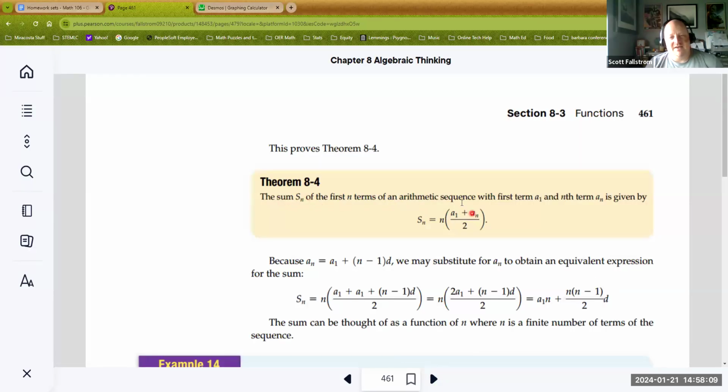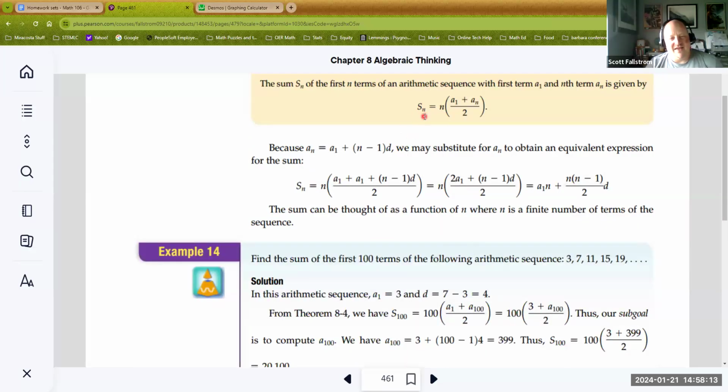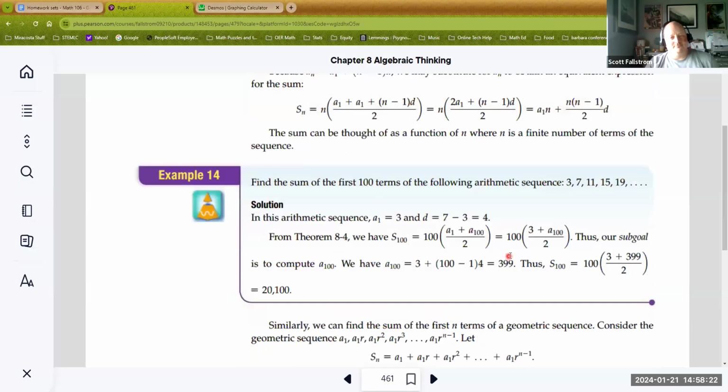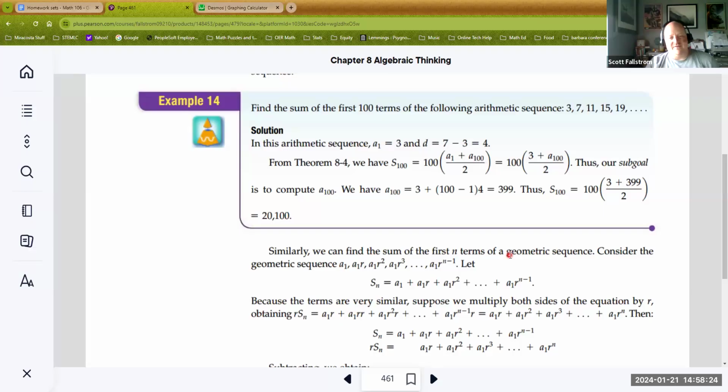So here we are. The sum is this. So this becomes a function of n. You put in the value of n, and you know what the sequence is. Then you could actually say, I know exactly how to find the sum of that. For one input, you'd have exactly one output.